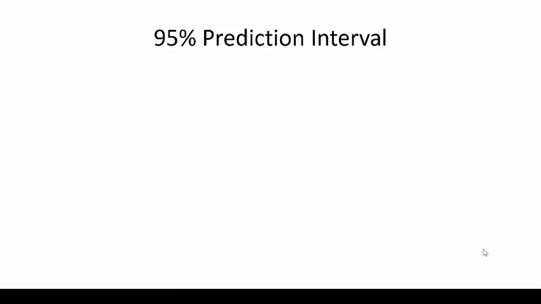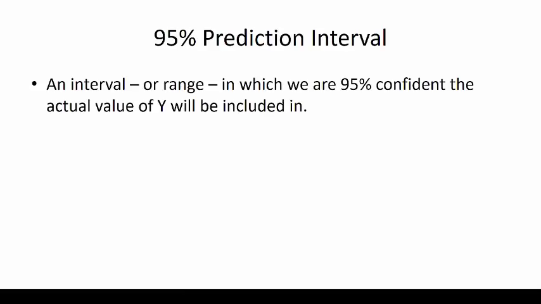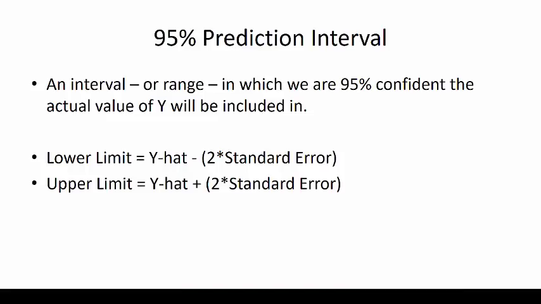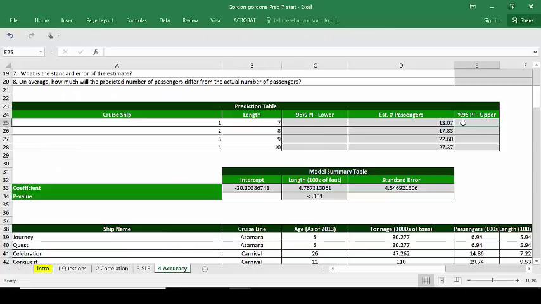Another statistic that we can compute is the 95% prediction interval. This is an interval or range in which we are 95% confident that the actual value of y will be included. To compute the lower limit of the range, you take y hat minus 2 times the standard error. To compute the upper limit, you take y hat plus 2 times the standard error. If you return to your prediction table, you can see that we're going to compute the lower and the upper limit for the prediction interval.